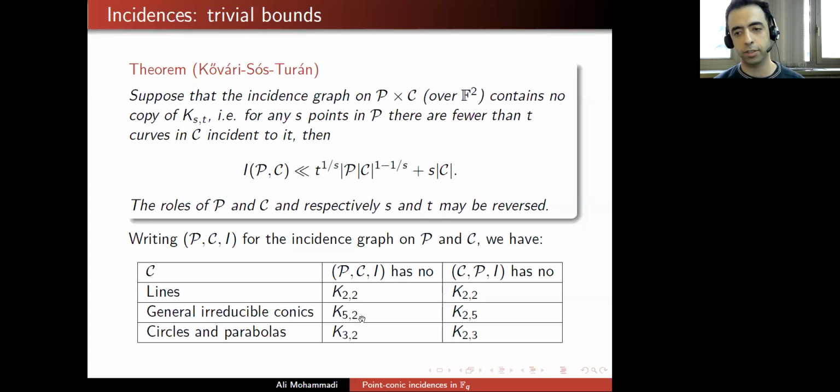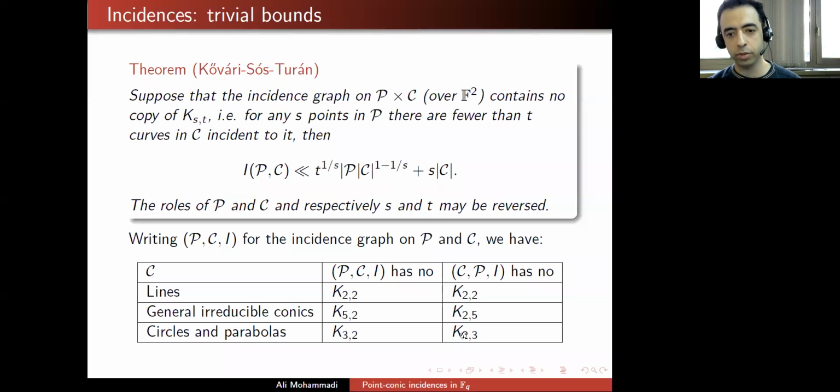I will explain this on the next slide, but for now mainly just pay attention to these numbers. The fact that PCI has no K22, so S is 2. We don't actually care about this T to the 1 on S because it just gets absorbed as a constant. Also not about this S, mainly about this thing. So for general irreducible conics, one trivial bound will be just P times C to the 1 minus 1 on 5. And for circles and parabolas, 1 minus 1 on 3.